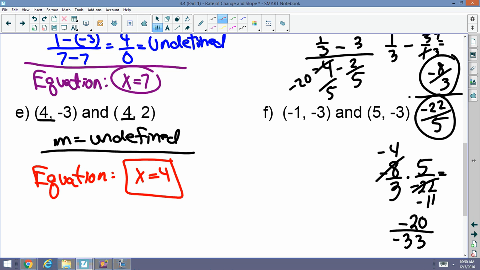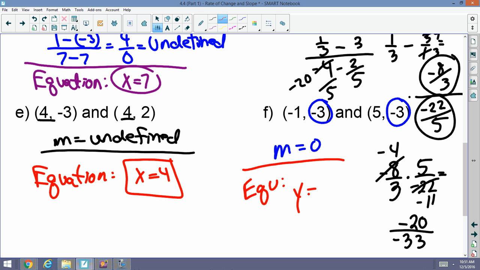Now here, again, which ones do we have as the same? The y's, right? So what's the slope here? Slope is 0. Now what's my equation, just for giggles? Y equals negative 3. Does that make sense, gentlemen? You got this?